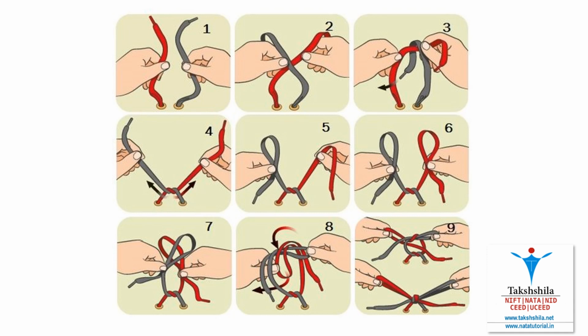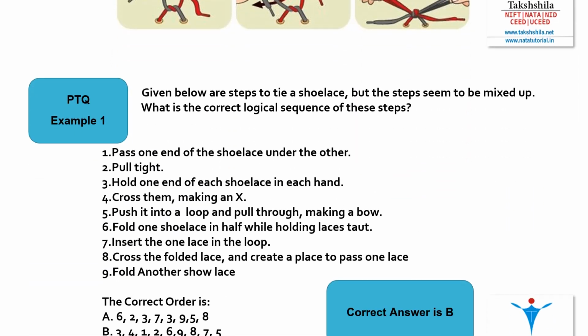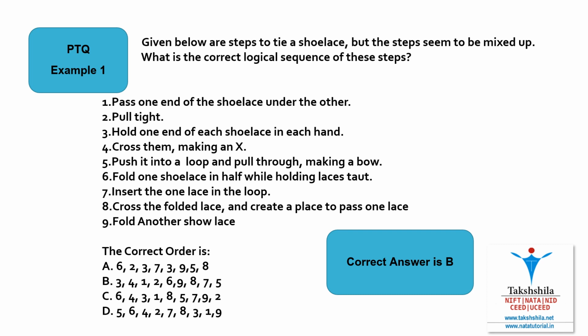So these pictures show us the steps of how to tie a shoelace. These steps are given in the question but they are all mixed up and now we have to put them in the correct order. So if we now read the question and try to place all the steps in order taking the reference of the picture given in the previous slide, then we can see that B is the correct answer. So this is also an example of a PTQ. Here we have used our logical sense to solve the question.